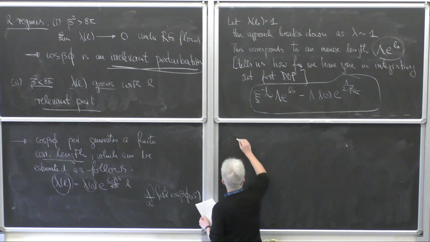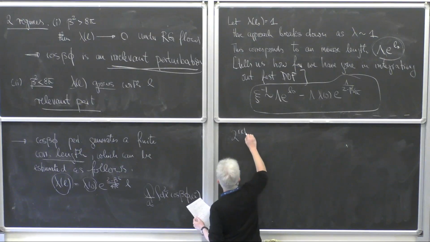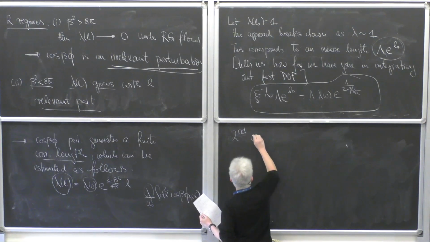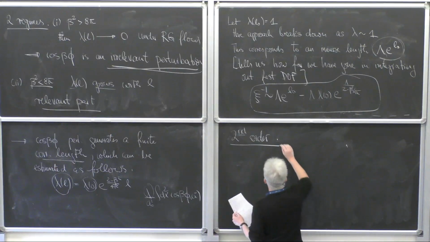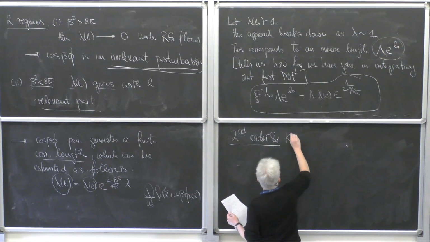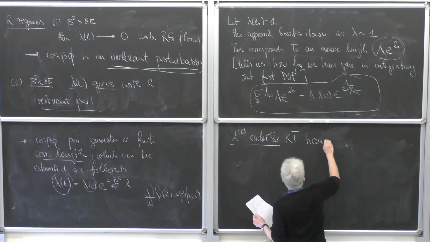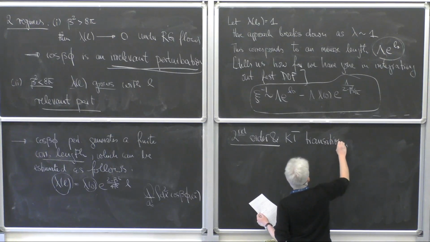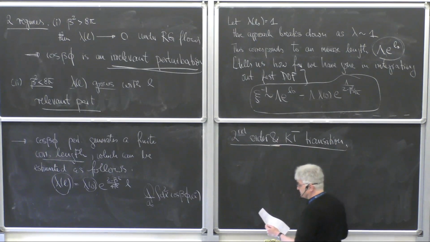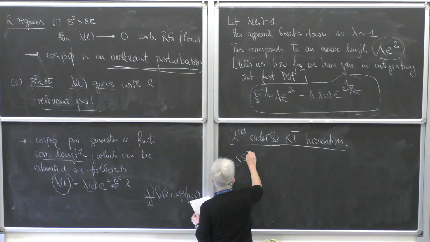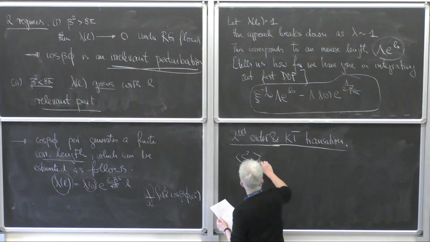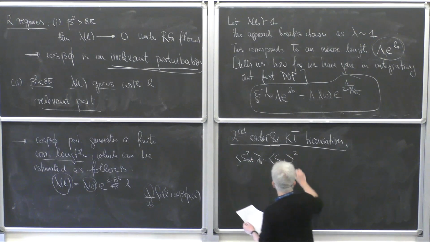Yeah, so I skipped that. So now let's do the second order. And KT transition. Okay, so here what we have to calculate is the average of S int squared minus the average of S int, squared.